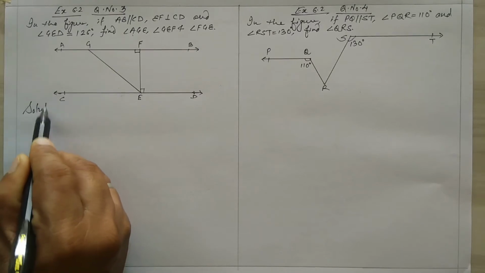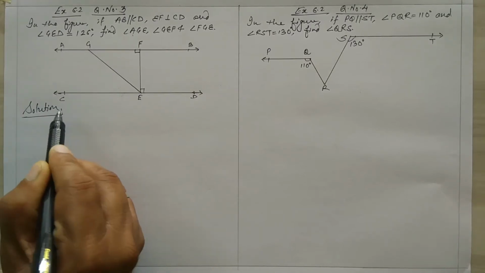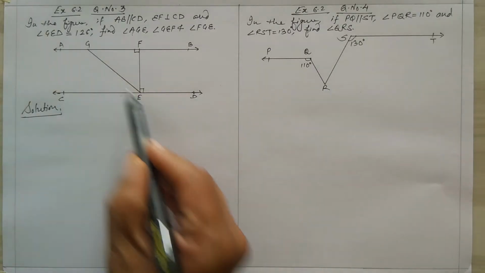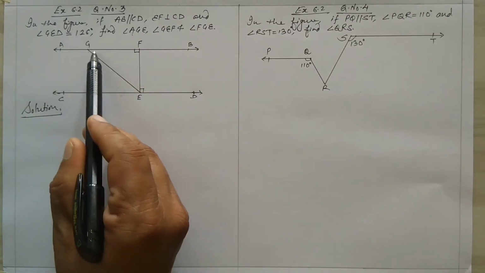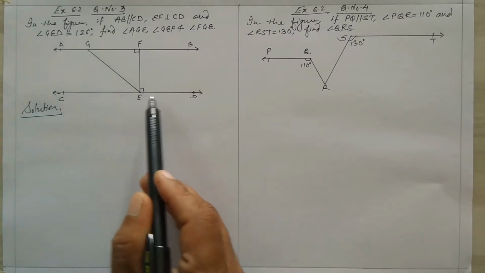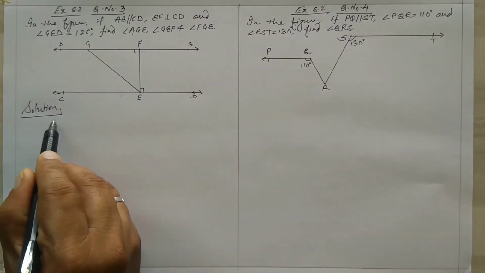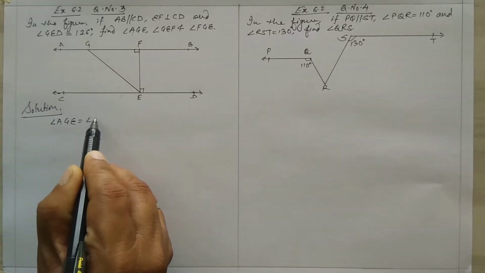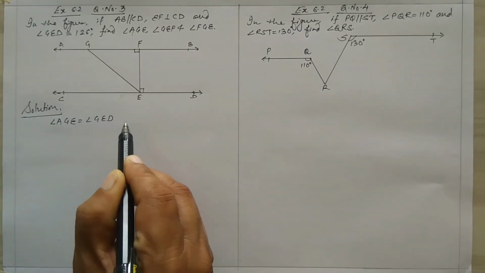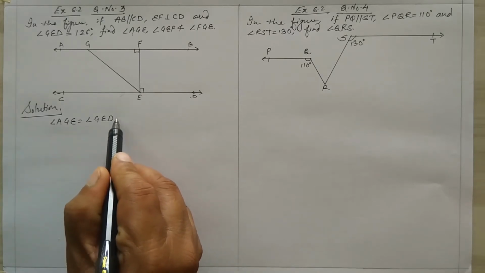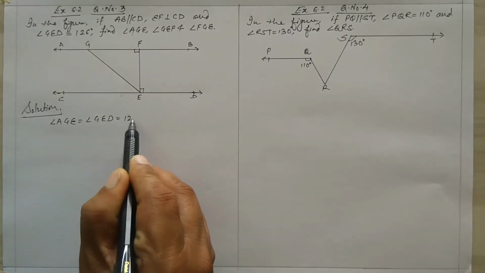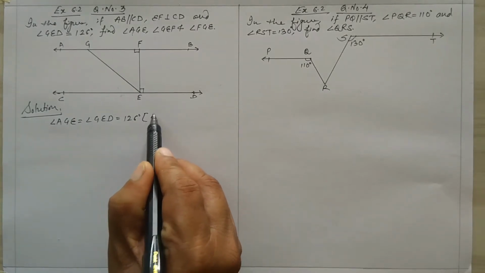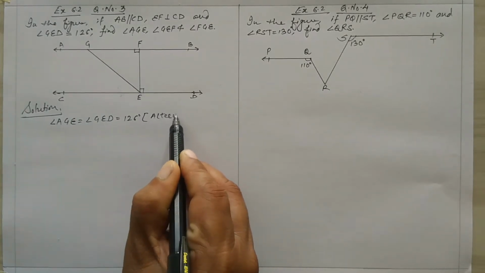AB is parallel to CD, and if you consider GE as a transversal, then angle AGE is equal to GED, alternate interior angles. So angle AGE is equal to angle GED. And GED is given as 126. Therefore AGE is also 126 degrees. Reason: alternate interior angles.